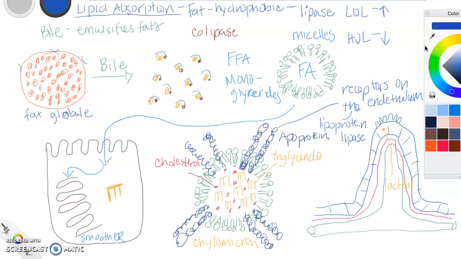So once it gets into the adipocyte, it can be stored and we can use it for later. So we can tap into our fat stores when needed. So this is lipid absorption. It's a little more complicated than the carbohydrate and the protein absorption. And just keep in mind that it does not go straight into the blood. It goes into the lymphatic system first through those lacteals that are specific to the digestive system.